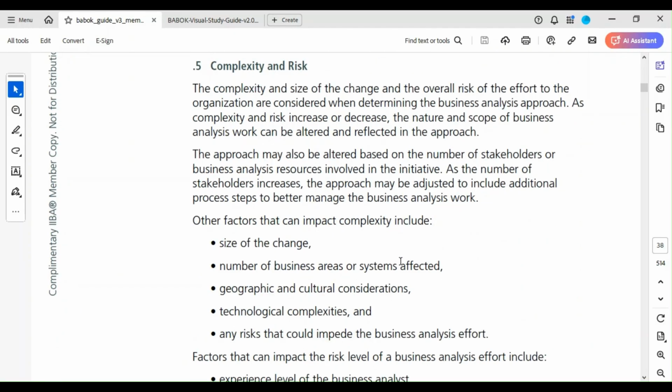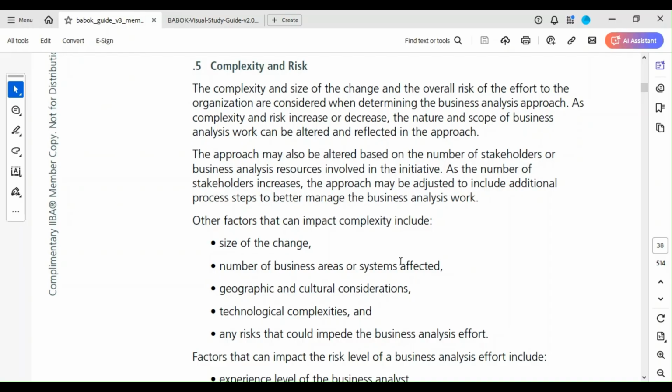Complexity and risk. The complexity and size of the change and the overall risk of the effort to the organization are considered when determining the business analysis approach. Yes, when the project is complex and when there are so many risks, it helps to determine the approach. As complexity and risk increase or decrease, the nature and scope of business analysis work can be altered and reflected in the approach.